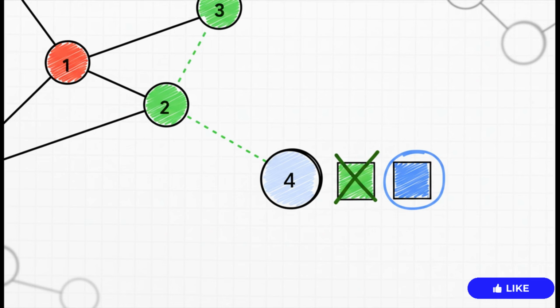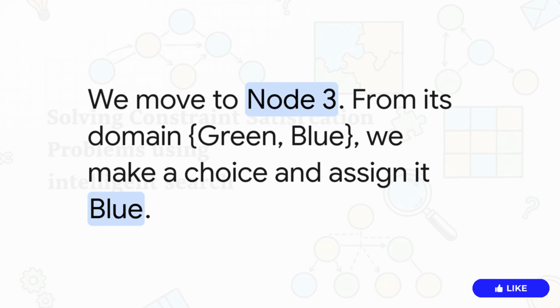Now think about node 4. We already knew it couldn't be red because of node 1. Now, because of node 2, it can't be green either. And look at that. Its domain just collapsed to a single option. Node 4 has to be blue. Okay, we're almost there. Just 2 nodes left.